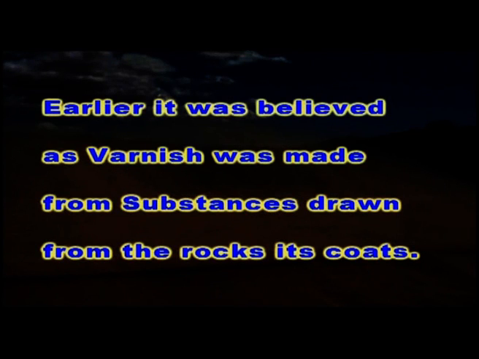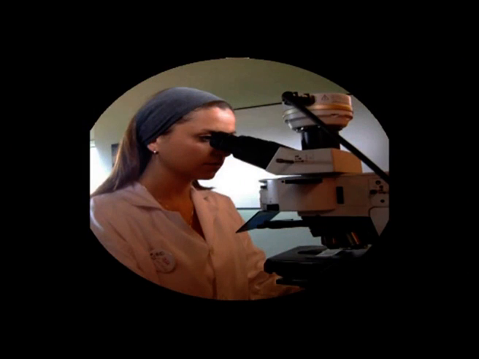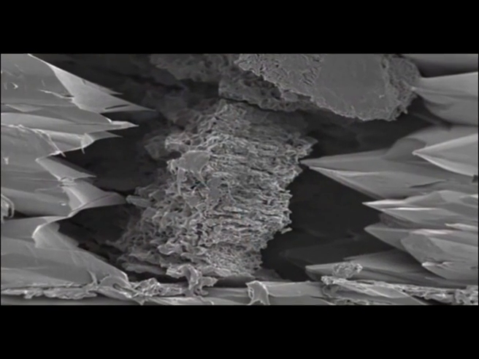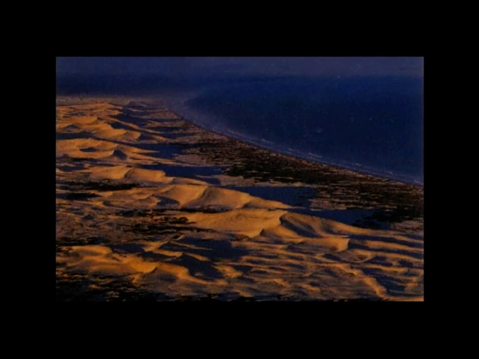Earlier it was believed that varnish was made from substances drawn from the rocks it coats. Microscopic and other observations show that a major part of varnish is clay which could only arrive by wind. Clay acts as a substrate to catch additional substances that chemically react together when the rock reaches high temperature in the desert sun. Wetting by dew is also an important activity in this process.